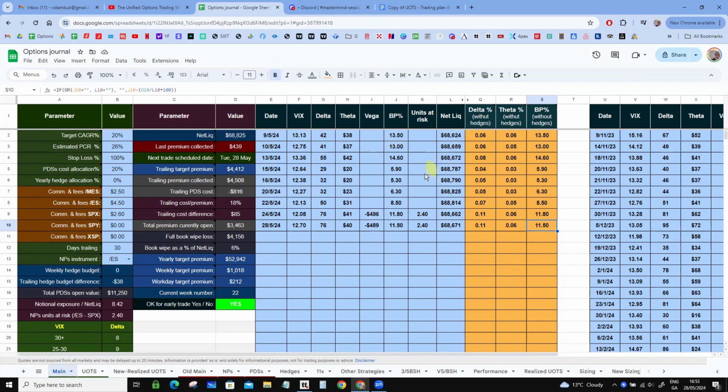Then also, I introduce here units at risk. This is in addition to the notional exposure, which we have right here.